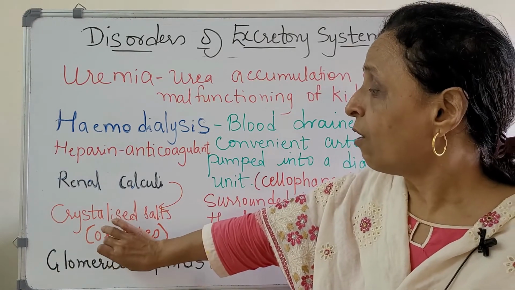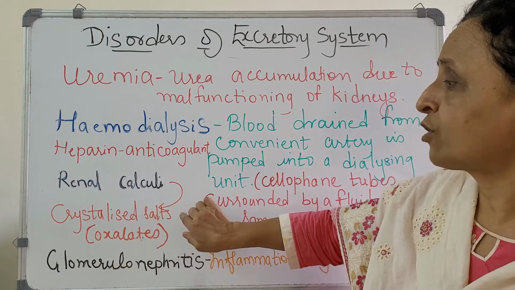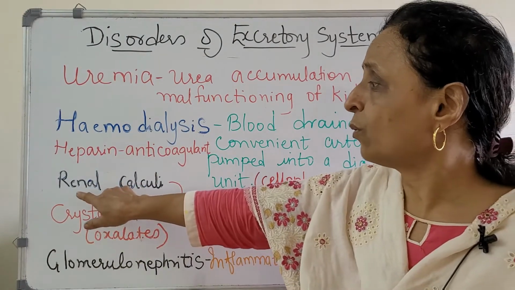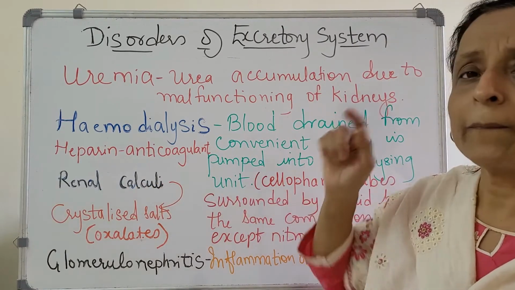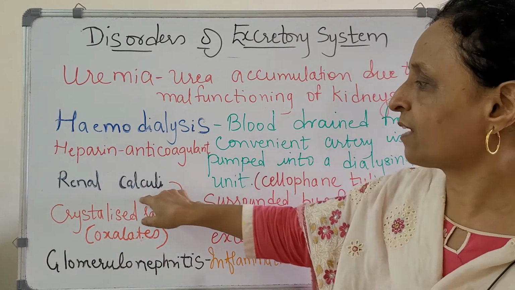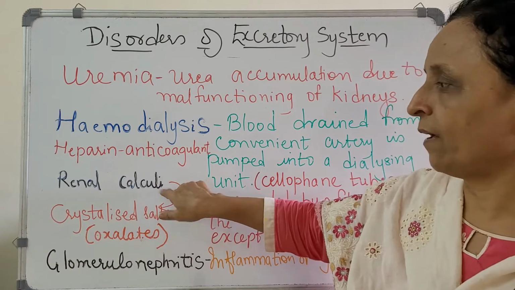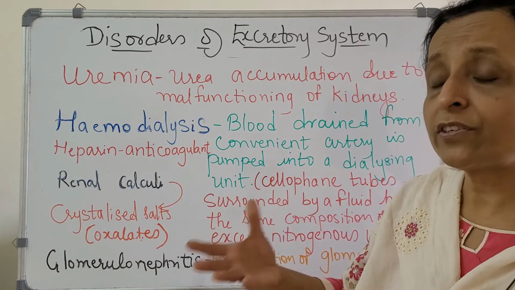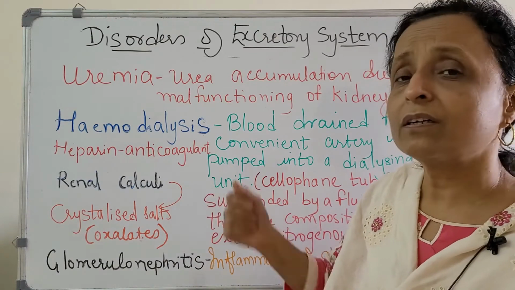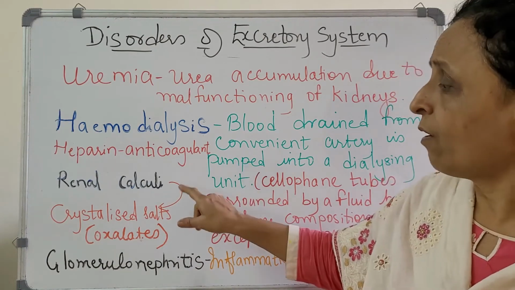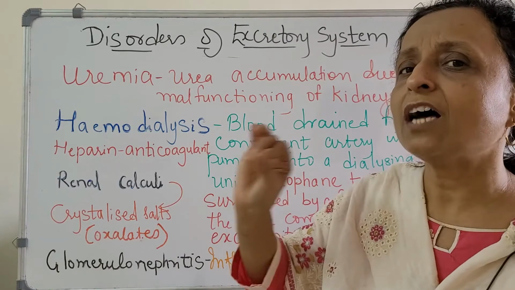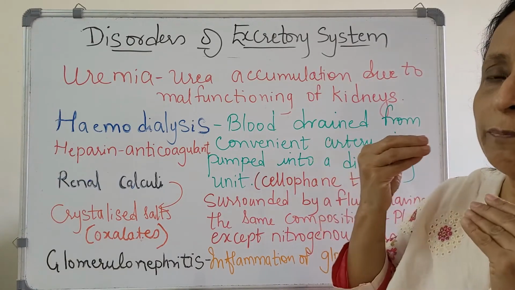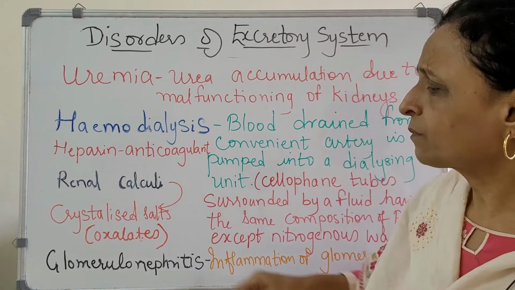So these are oxalates, crystallized salts. This disease is known as renal calculi, because of calcium oxalates, calculi, renal calculi. So this is the failure of the excretory organ. This is a disorder in the excretory organ. So the stone has to be removed for the proper functioning, for the pain to go away.